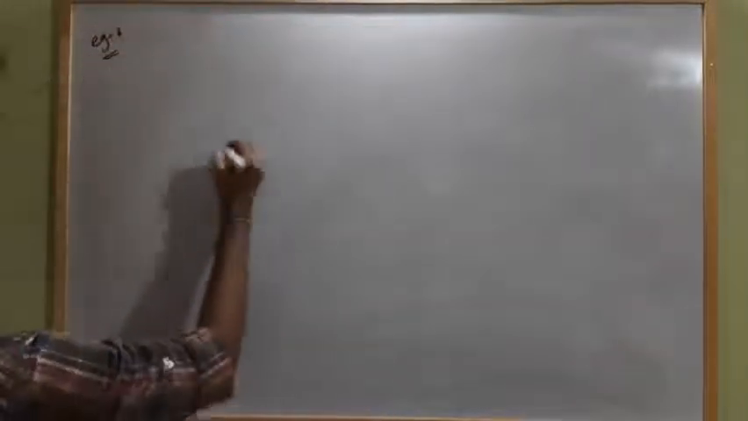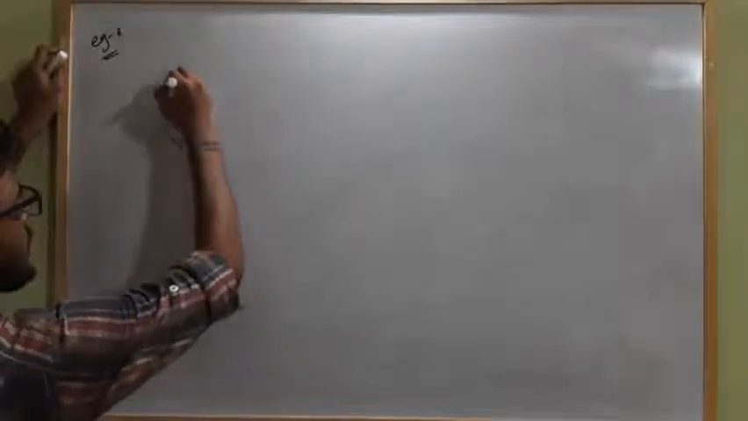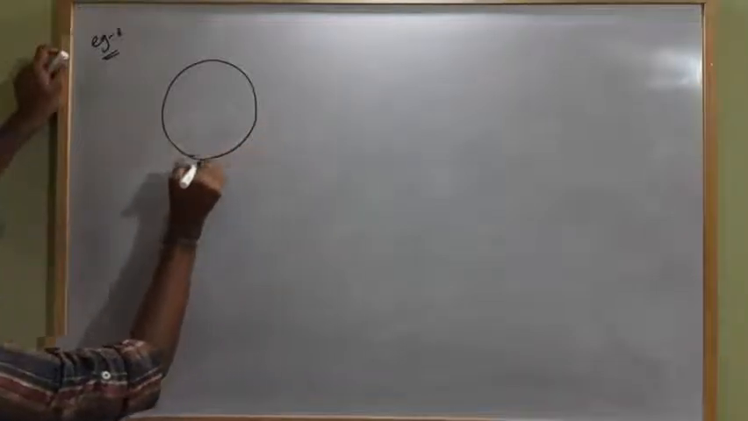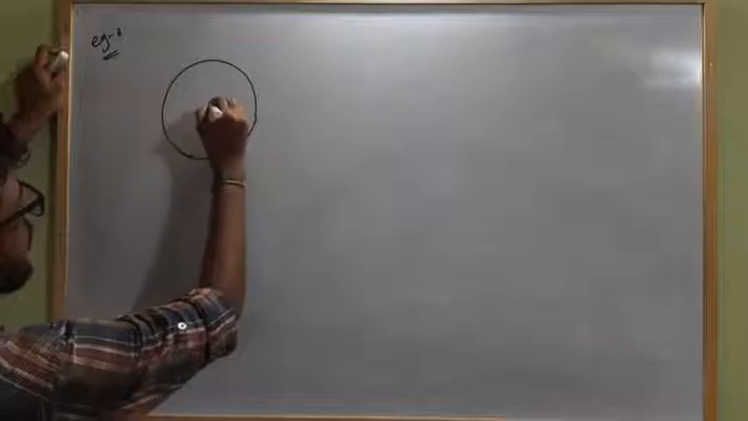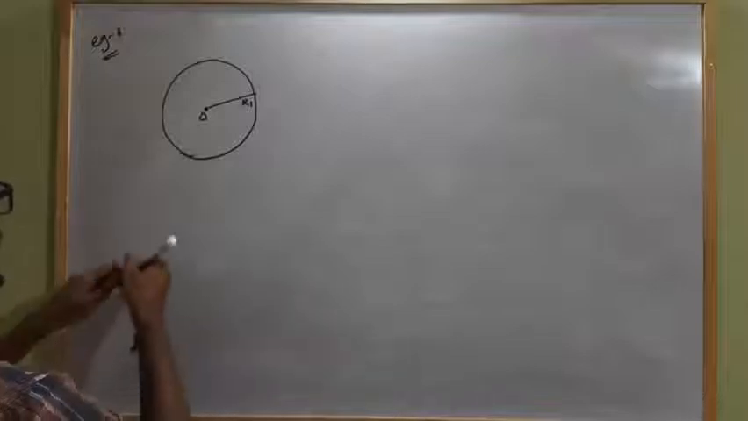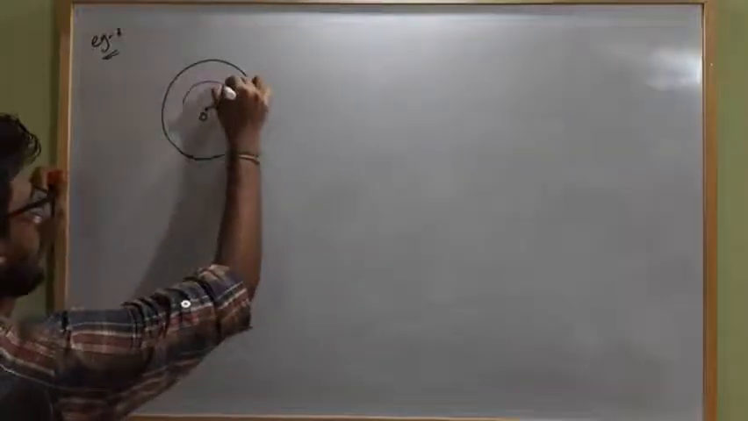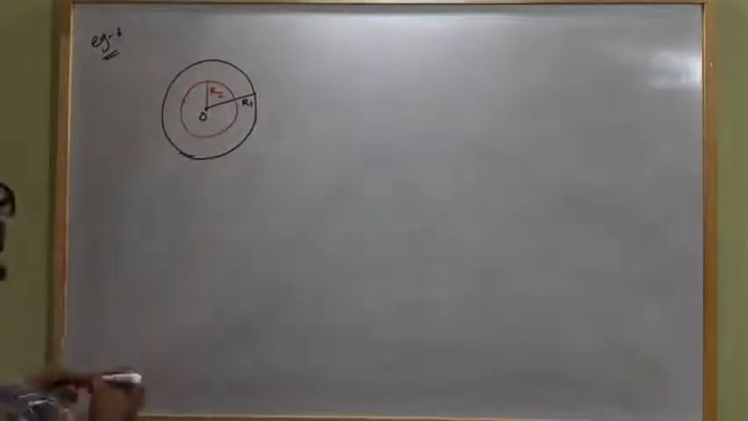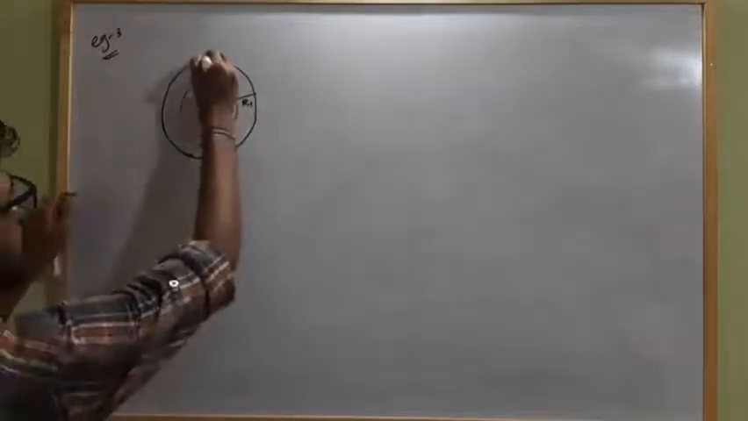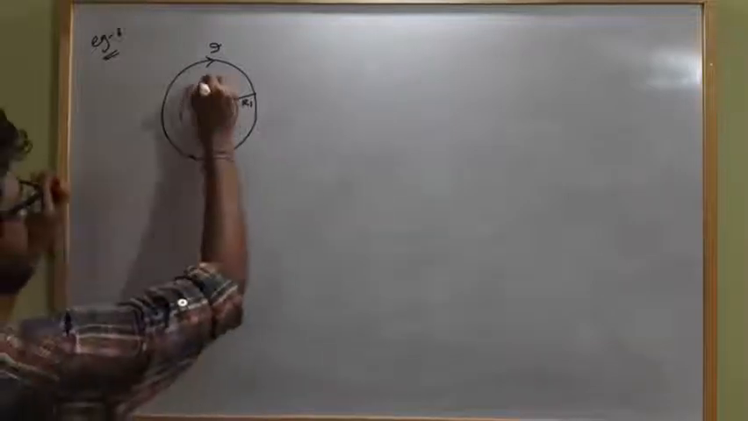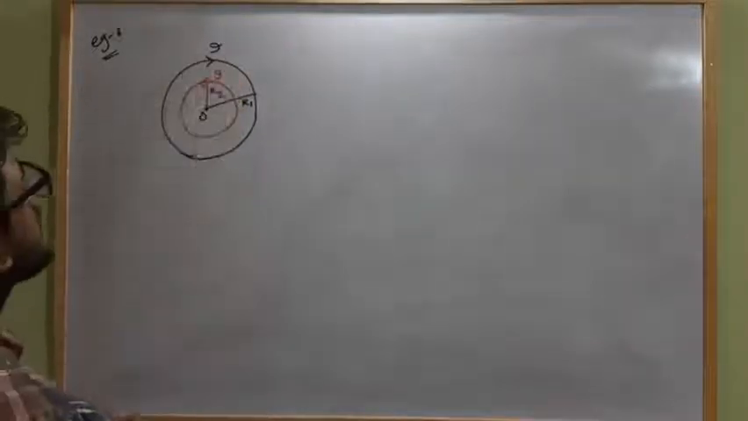So now do an example 3. Here is a circular current carrying coil. This is the center O and its radius is R1, and there is another concentric circular current carrying coil of radius R2. Here the current flows in clockwise direction, value is I, and in the inner circular coil the current flows in anti-clockwise direction, again the current is I.